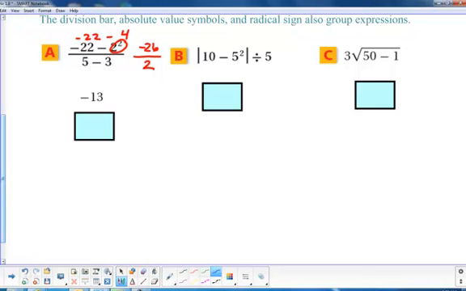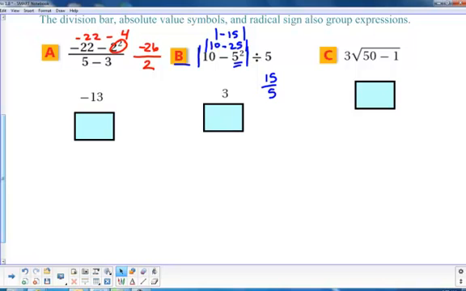Try letter B. Hit pause. In B, the absolute value serves as a parentheses. Inside the parentheses, we have an exponent. So 10 minus 25, absolute value, is the absolute value of negative 15. So we really have positive 15 divided by 5, which is 3.